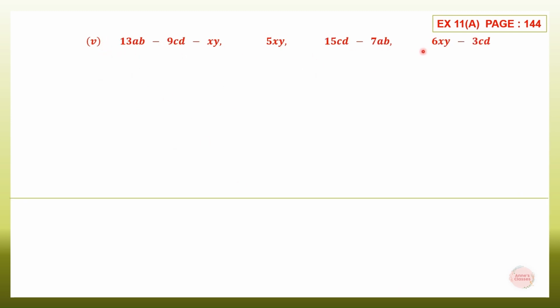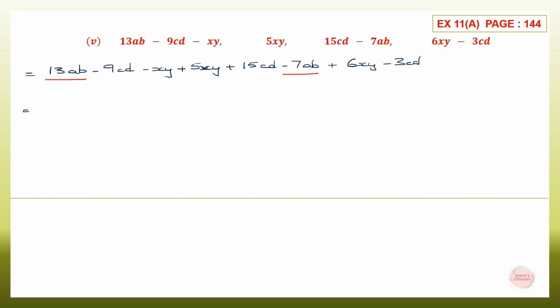So let's arrange these polynomials now. Let's begin. Here we have 13ab minus 9cd minus xy, then plus 5xy plus 15cd minus 7ab plus 6xy minus 3cd. Let's put all the like terms together. So here we have 13ab. Look out for ab again. Here we have minus 7ab. That's it.